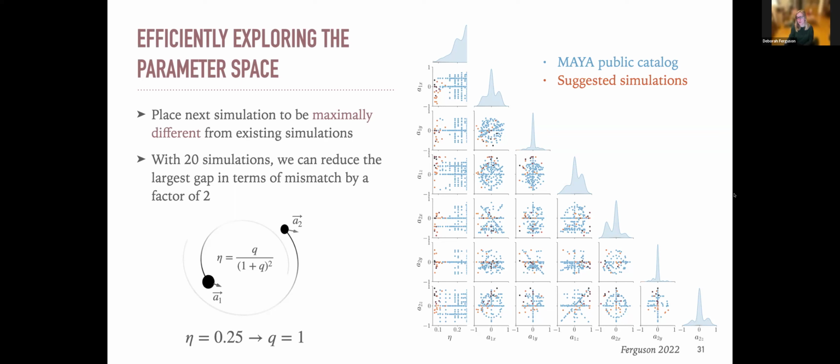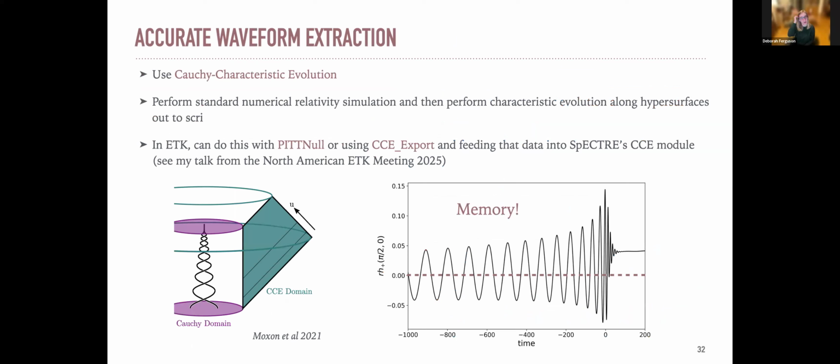Now, the method that I used to do this was creating a neural network that would predict the mismatch between this binary black hole system of this mass ratio and spins, and this binary black hole system of this mass ratio and spins. Predict the mismatch, and then you can use that to identify what simulation you should run next. So there are ways of starting to tackle this problem, but it's definitely tricky trying to fill in this parameter space efficiently.